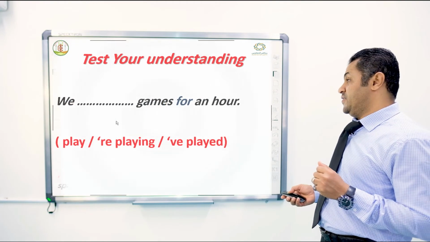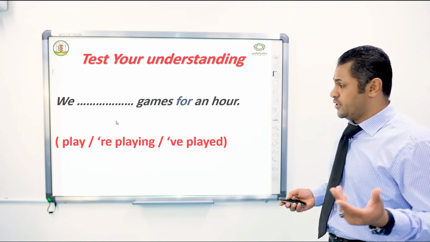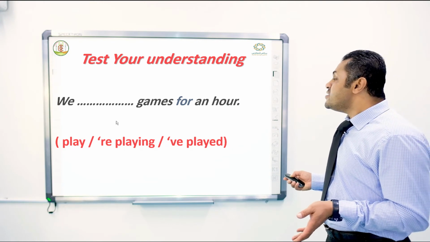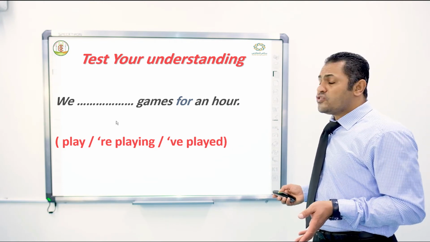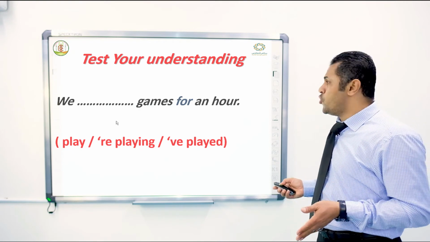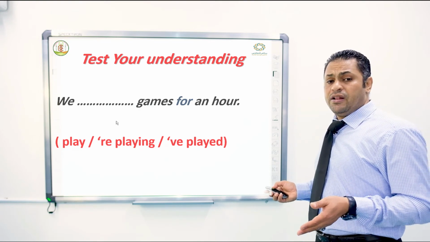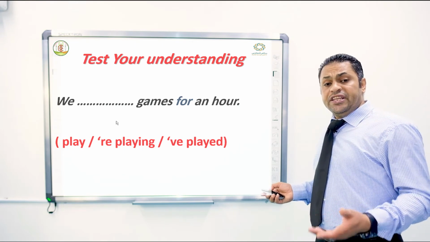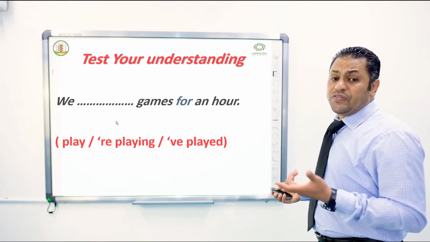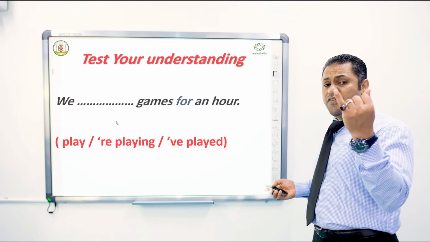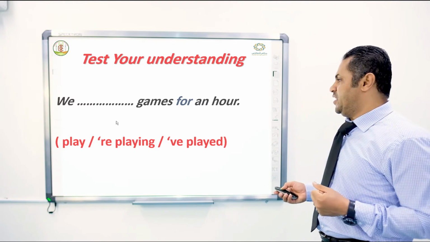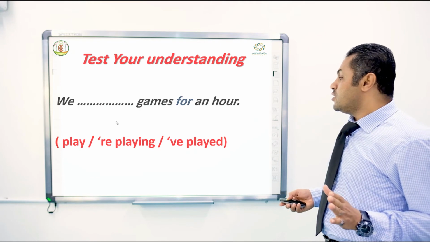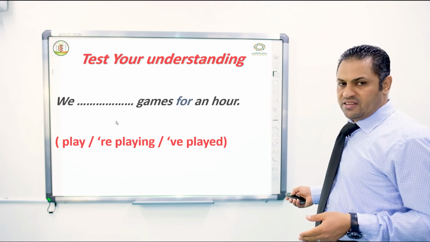Test your information. Revise your understanding. We blank games for an hour. Here, the word for is considered one of the key words for the present perfect. So we need the present perfect form, which is have or has plus PP. The subject here is plural, so we need have played. That's right.